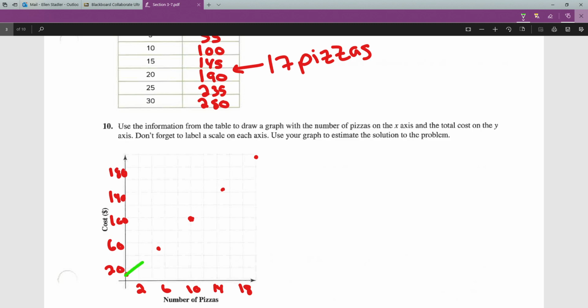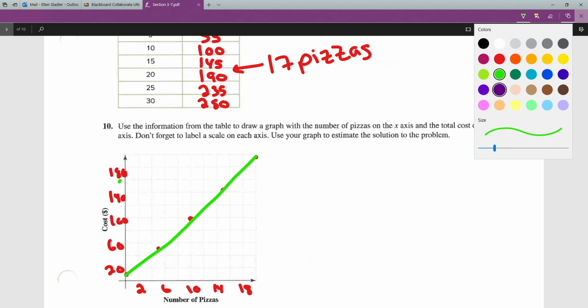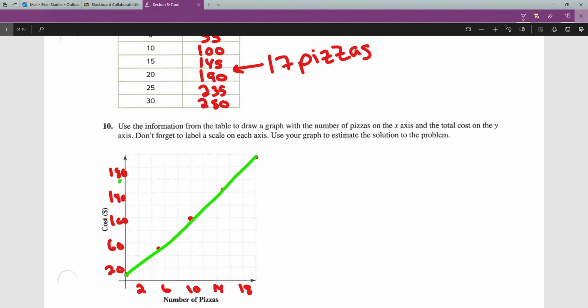We still have a straight line, but you'll notice it's shifted up 10. Again, I'm trying to spend $175. So go across. Just somewhere up here, pretty close up here. Kind of the same thing I found before, pretty close to that 17 pizzas idea.